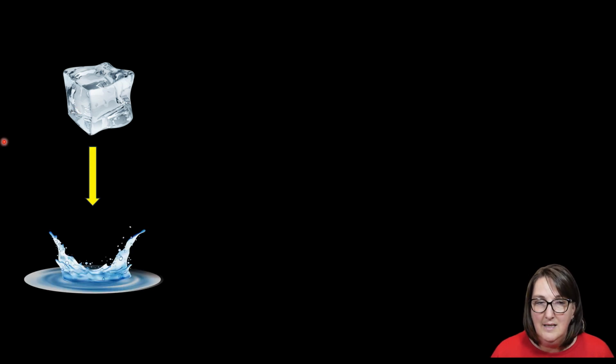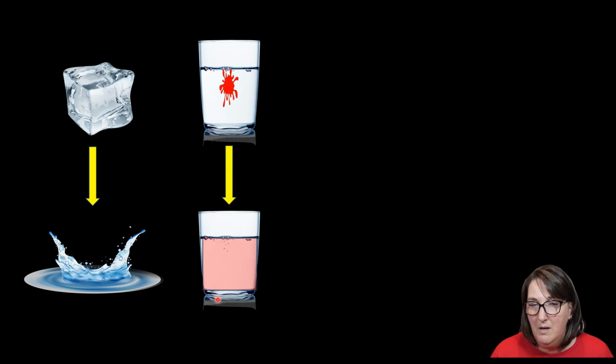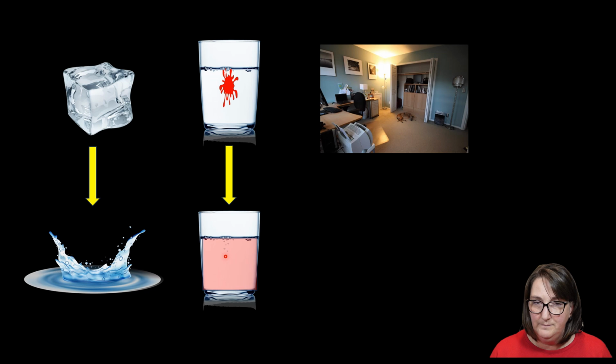So let's look back at my ice cube. I have my ice cube, remember, it's very organized, very structured. It's going to have a very low entropy because it's very organized. So I take that, I melt, so I'm going to become less organized, I'm going to become more random. I have my ink droplet. My ink droplet is going to spread out. I'm going to become more random.